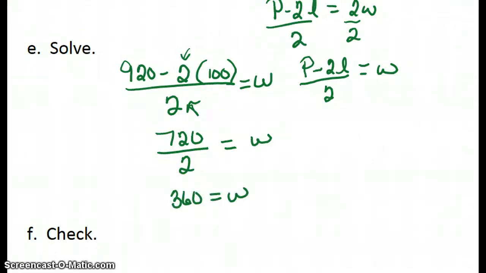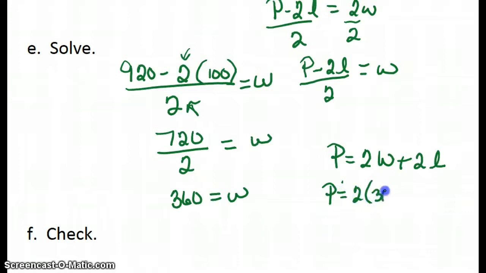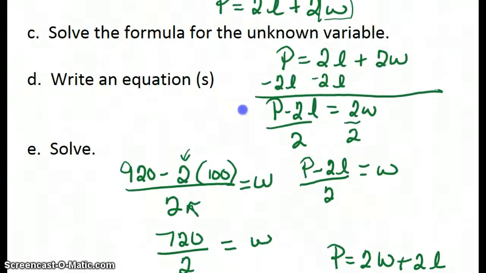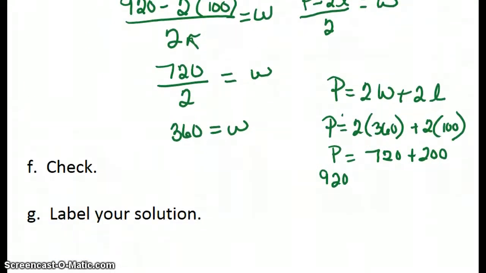Okay, well, let's see if that works. The perimeter equals 2 times width plus 2 times length. We say that this width, we're saying now, perimeter equals 2 times 360 plus 2 times 100. Okay, perimeter equals, that gets us right back to 720 plus 200, and we did say that it was 920. Now, let's look back up at our units, feet. Make sure you label it. So, the labeled solution is 360 feet.